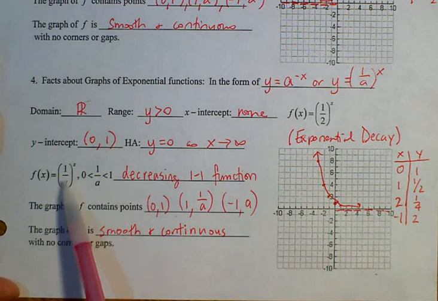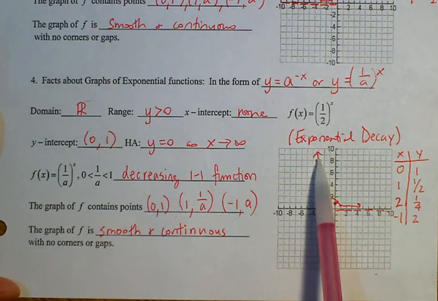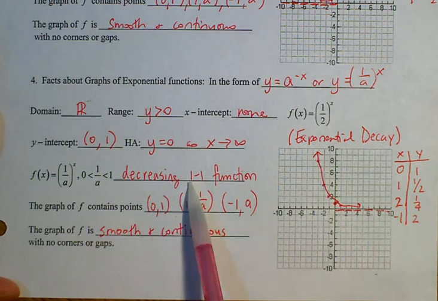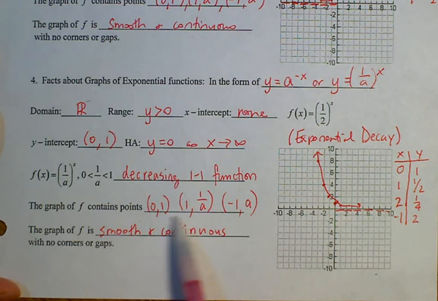So when you have a 1 over a form, it is decreasing. Okay, so the slope is negative, and then it's a 1-to-1 function. And the graph of f contains the point 0, 1, then 1, 1 over a, or whatever the base is, and then negative 1, a. And the graph of f is smooth, and it's also continuous.